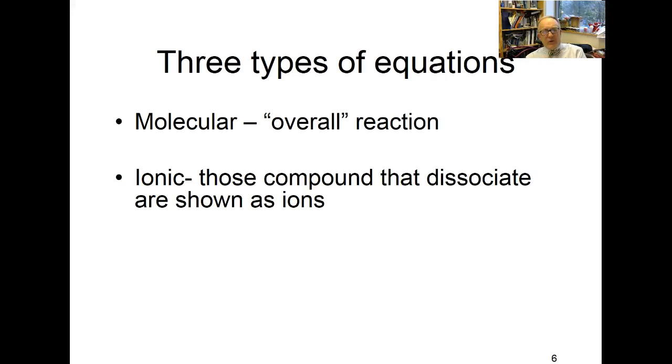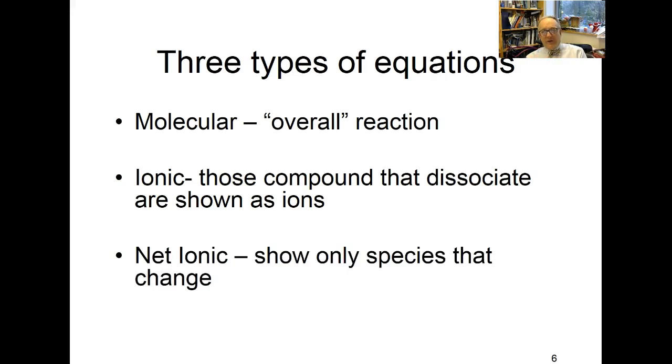There's an ionic equation that shows everything that's in the reaction, but it also shows those compounds that dissociate into ions as those individual ions. Some books will refer to that as the total ionic equation. And there's the net ionic equation. It's only going to show those species that change from the reactant side to the product side. Let's talk about all 3 of these in more detail and give you an example of each.